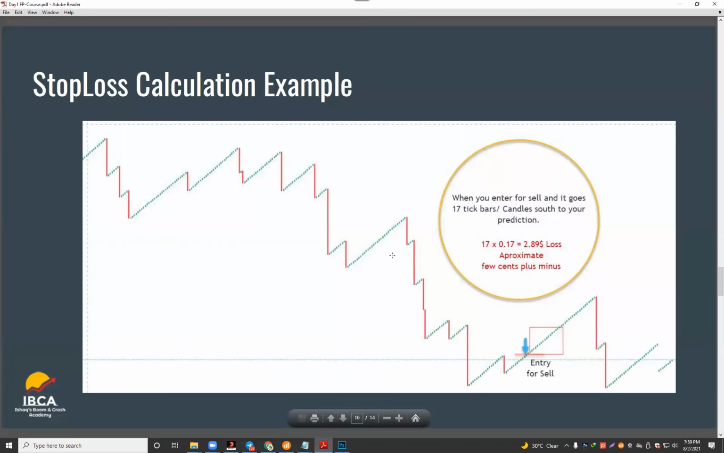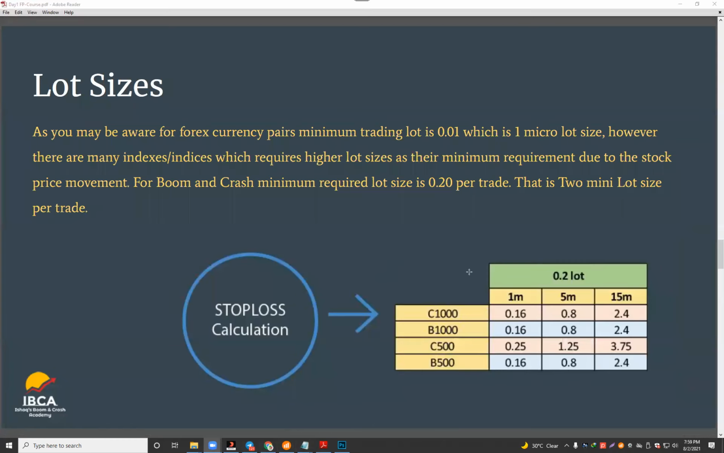We have confirmed these things: how the price is calculated, how the price is moving, these lots, how much we can purchase, how much we can sell. So when you purchase the C1000 on a 1 minute, how much is the charge? You will be charged 0.16 cents per 1 minute. And for 5 minutes, how much will it be? 0.8 cents. And for 15 minutes, how much will it be? 2.4, right?